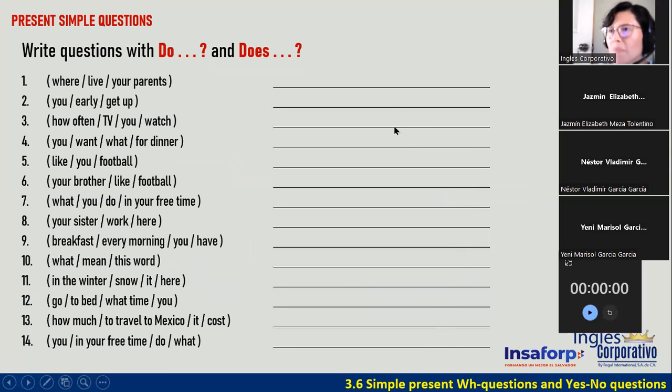Muy bien, ¿ok? Now we're going to do something different. This is more challenging. Este un poquito más complicado, ¿ok? It says, write questions with do and does. You have the information in parentheses, ¿verdad? That is the information that you're going to use para hacer la pregunta. Aquí veo yo un where. Si tiene una WH word, quiere decir que va a ser una WH question, ¿verdad? ¿Cuál es la pregunta que yo puedo sacar con estos tres elementos?